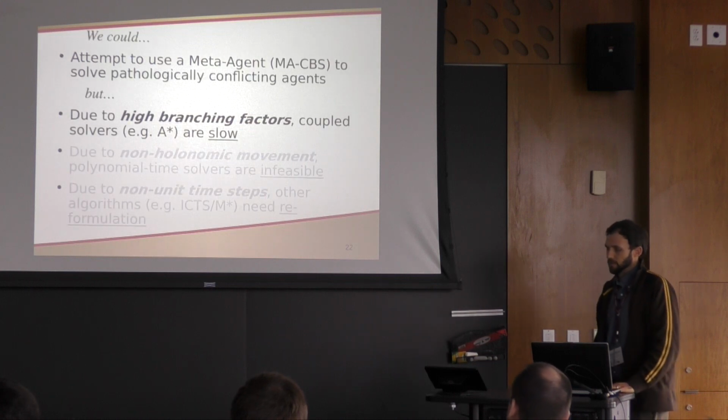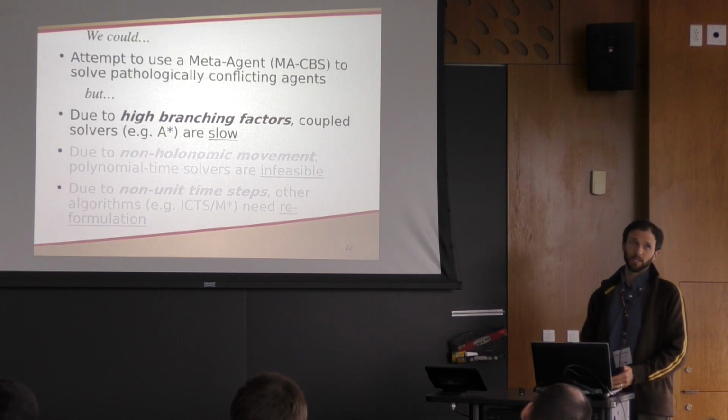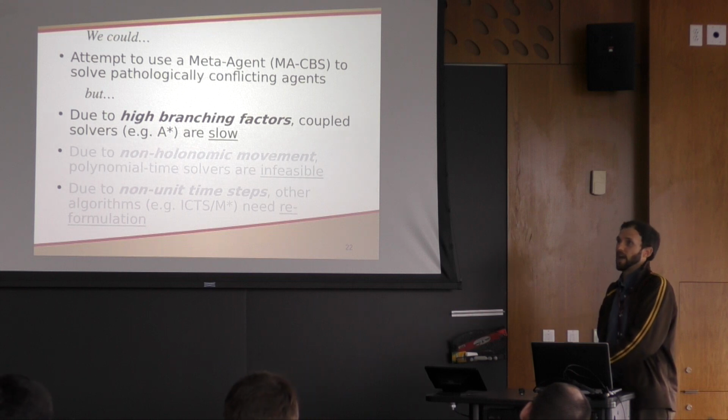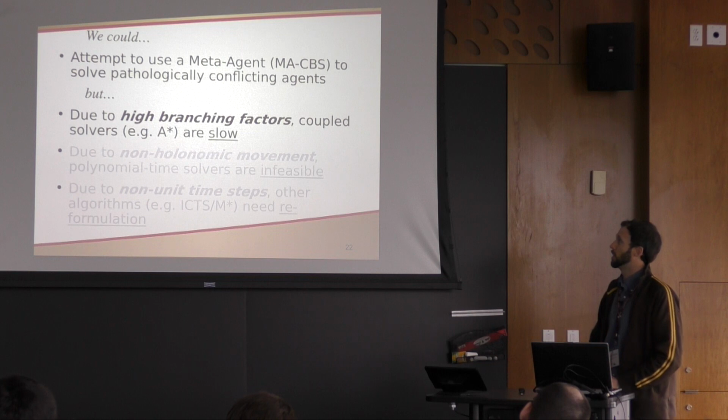So one of the solutions that's been proposed to avoid this pathological case is meta-agent CBS, where basically we take the two pathologically colliding agents and we put them into another algorithm to solve them jointly, and then we put that solution back into the joint solution for all agents.